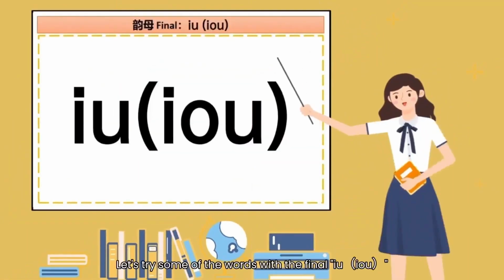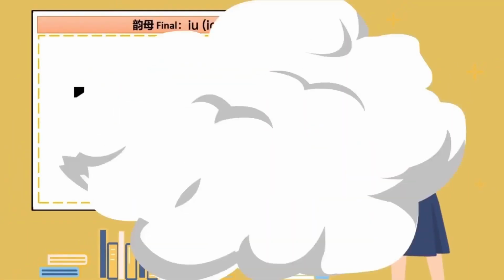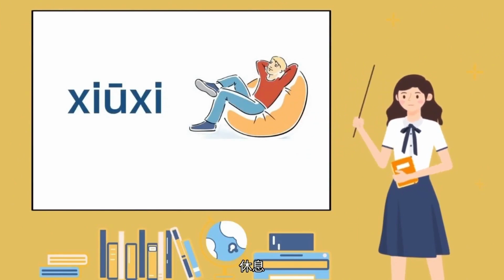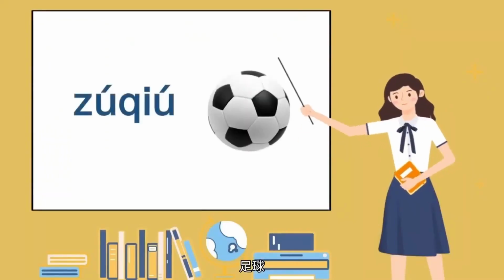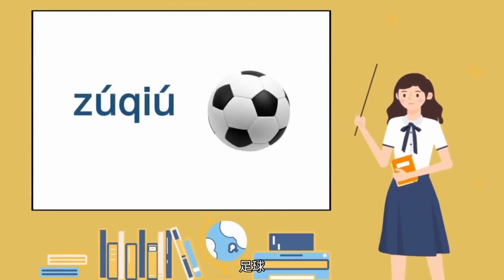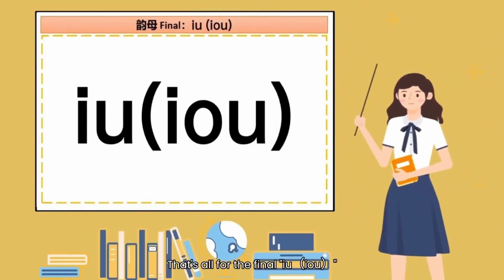Yo, yo, yo. Let's try some of the words with the final u. 休息，休息。足球，足球。That's all for the final u.